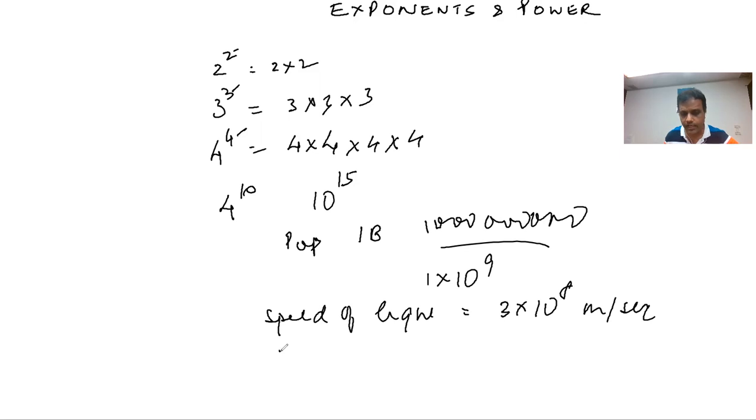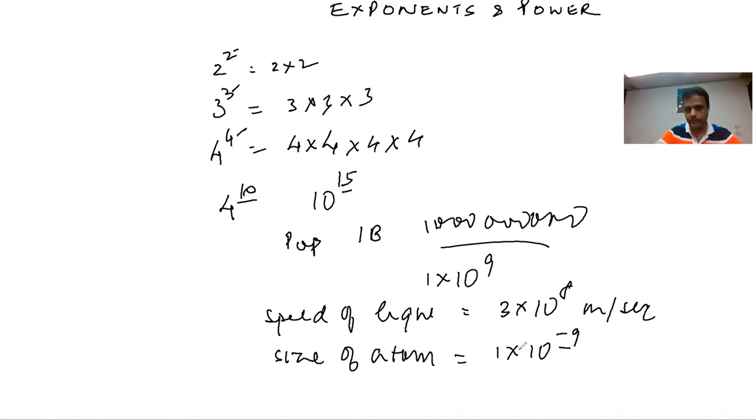Another example I can give you is the size of the atom. What is the size of the atom? It is 1 into 10 to the power minus 9, right? What does 10 to the power minus 9 mean? We are going to speak about that when we describe all the laws. We have studied positive exponents till now, but what does a negative exponent mean? We are going to cover it in the next 5 minutes. So let me clear this and go straight to the different laws we use.